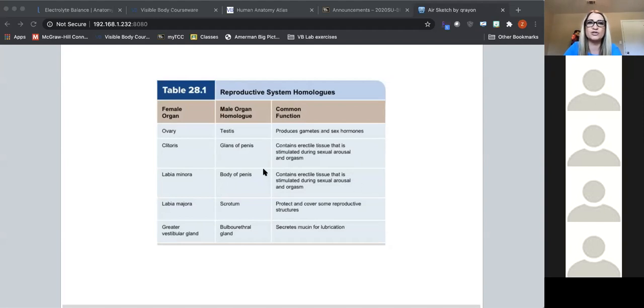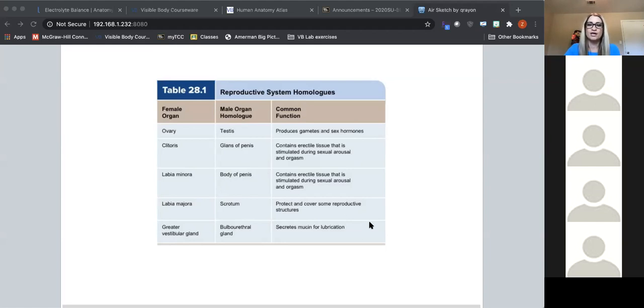Typically, females produce one oocyte roughly about once a month, plus or minus a few days. And males produce 100 million sperm each day. So quite a difference there in the number of gametes that we produce gender-wise. In females, it's once a month.